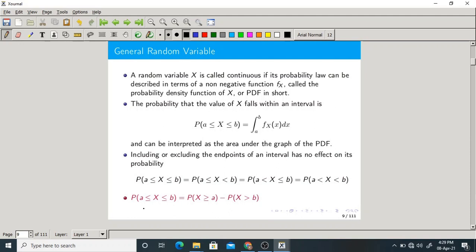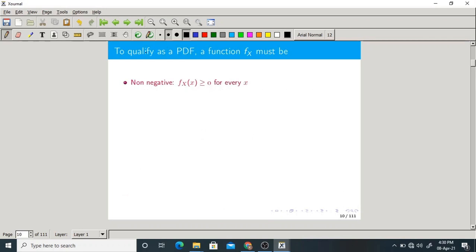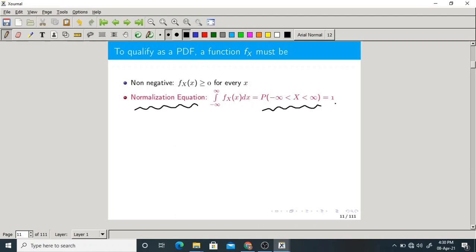If the probability between A and B is to be calculated, that is probability that x is greater than A minus probability that x is greater than B. You know this? So these are some of the attributes of a valid PDF. It should always be non-negative. The second property is called the normalization property, which is very important: the entire area under the graph of PDF must be equal to 1, or it simply says the total probability should be equal to 1, obviously.